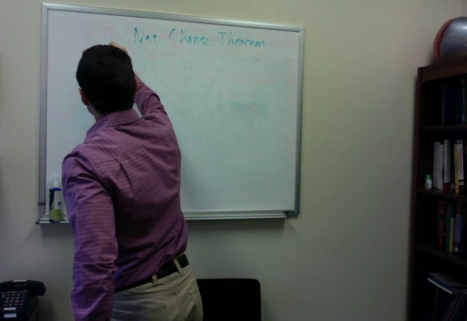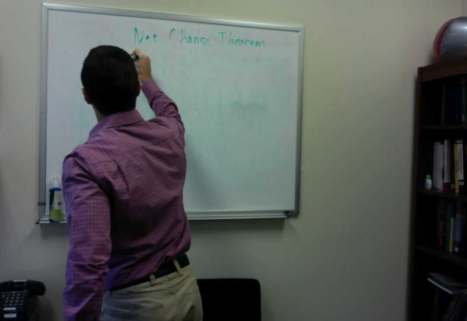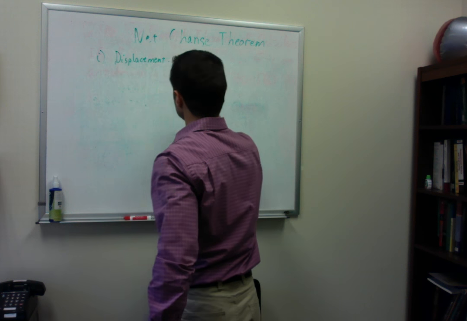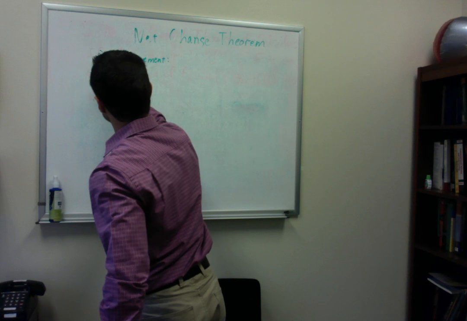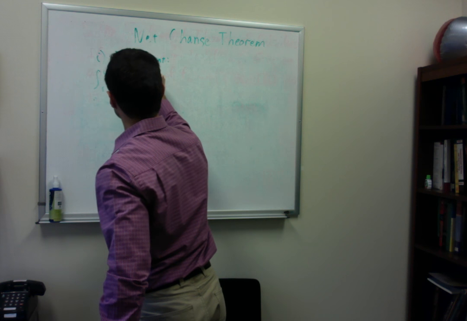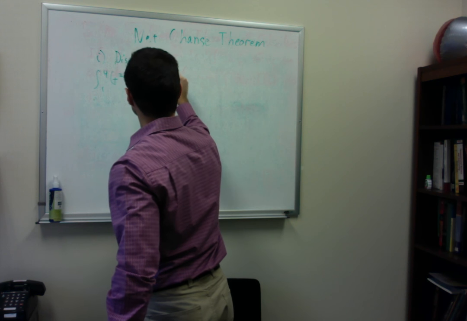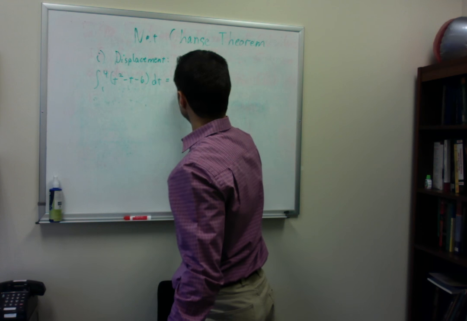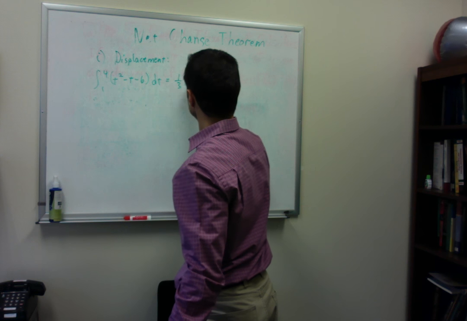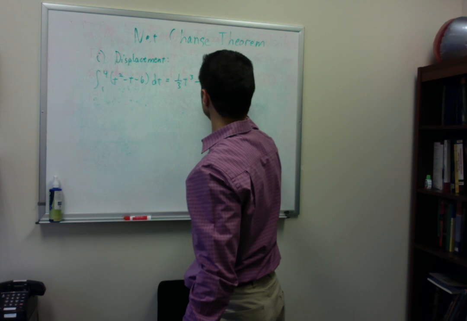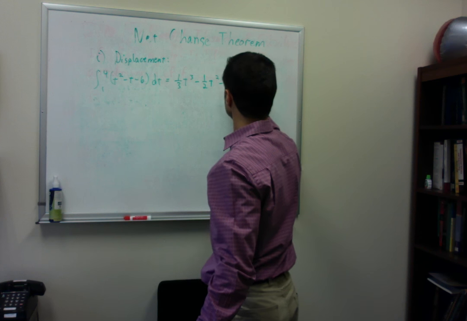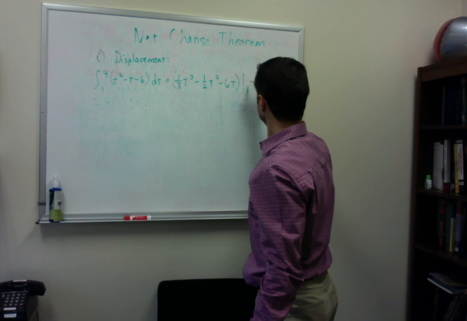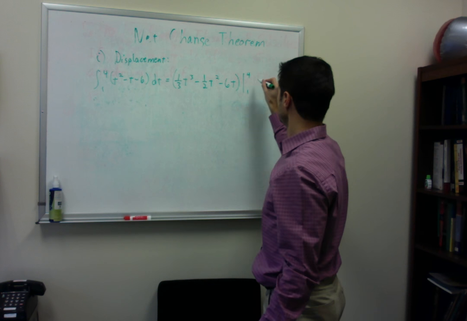So for this displacement, we are computing the integral from 1 to 4 of t squared minus t minus 6 dt. We find the antiderivative, which is 1/3 t cubed minus 1/2 t squared minus 6t. I set myself up to use the fundamental theorem of calculus, so I put 1 there and 4 there.